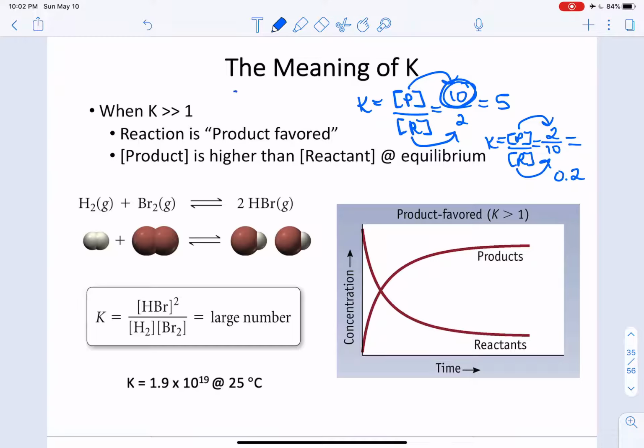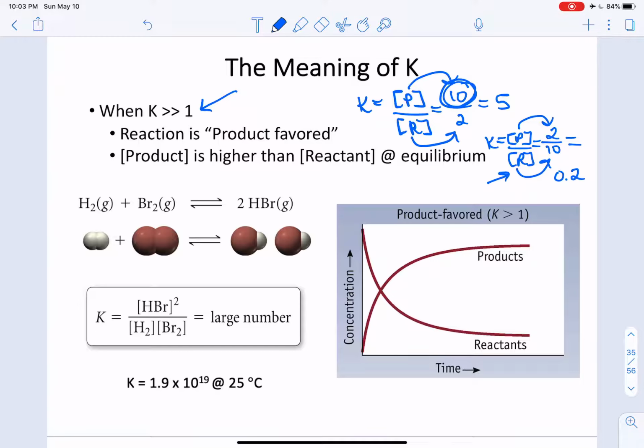So again, when K is greater than 1, we're product favored here. And on the next slide, we'll see that when K is less than 1 or a lot less than 1, we're reactant favored. So you guys can see that in this little example there. The concentration of your reactants was a lot bigger than your concentration of your product, and you got a number less than 1.